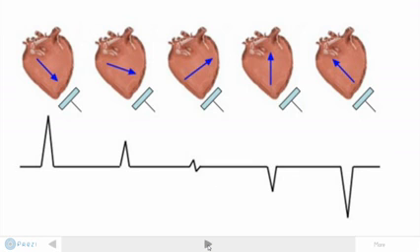A wave of depolarization acts as a movement of voltage known as current. When current flows towards an electrode, it causes an upwards deflection on the ECG trace. When a current flows away from the electrode, it produces a downwards deflection. When there is no current flow, the ECG trace returns to zero.